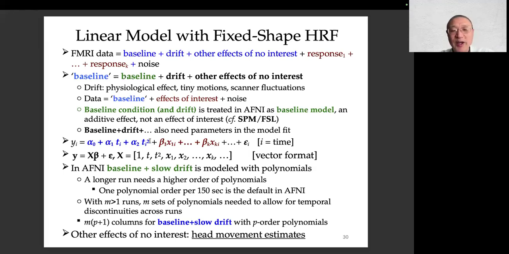Here I show a quadratic, but how do we decide? Well, let's just use the rule of thumb. The rule of thumb is to use 150 seconds. If each run lasts for 150 seconds, we would put in a linear term, so instead of a quadratic here, we would remove the quadratic term. If it's from 0 to 300 seconds, then we put in a second-order polynomial. If we have, for example, 450, then we use cubic in that case. That's how we determine the slow drift.